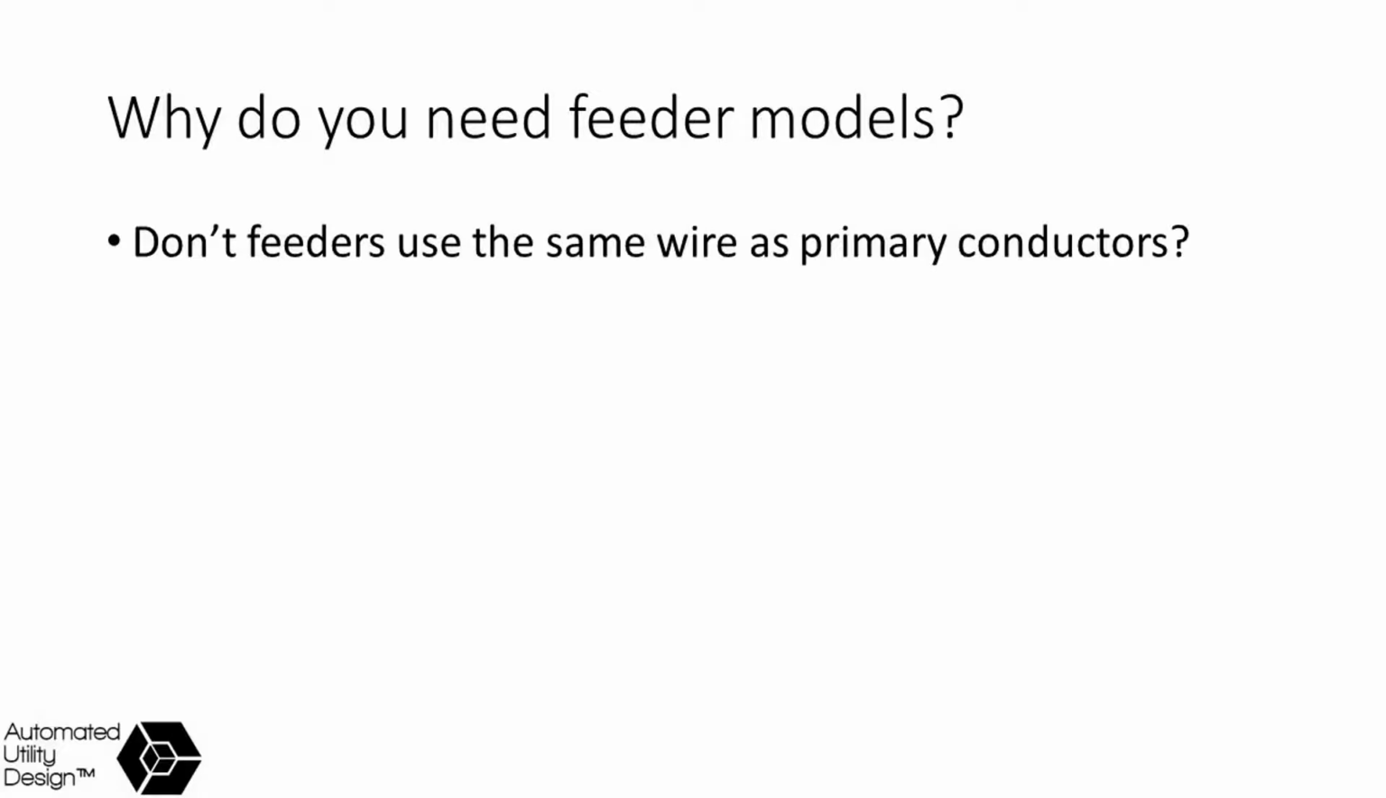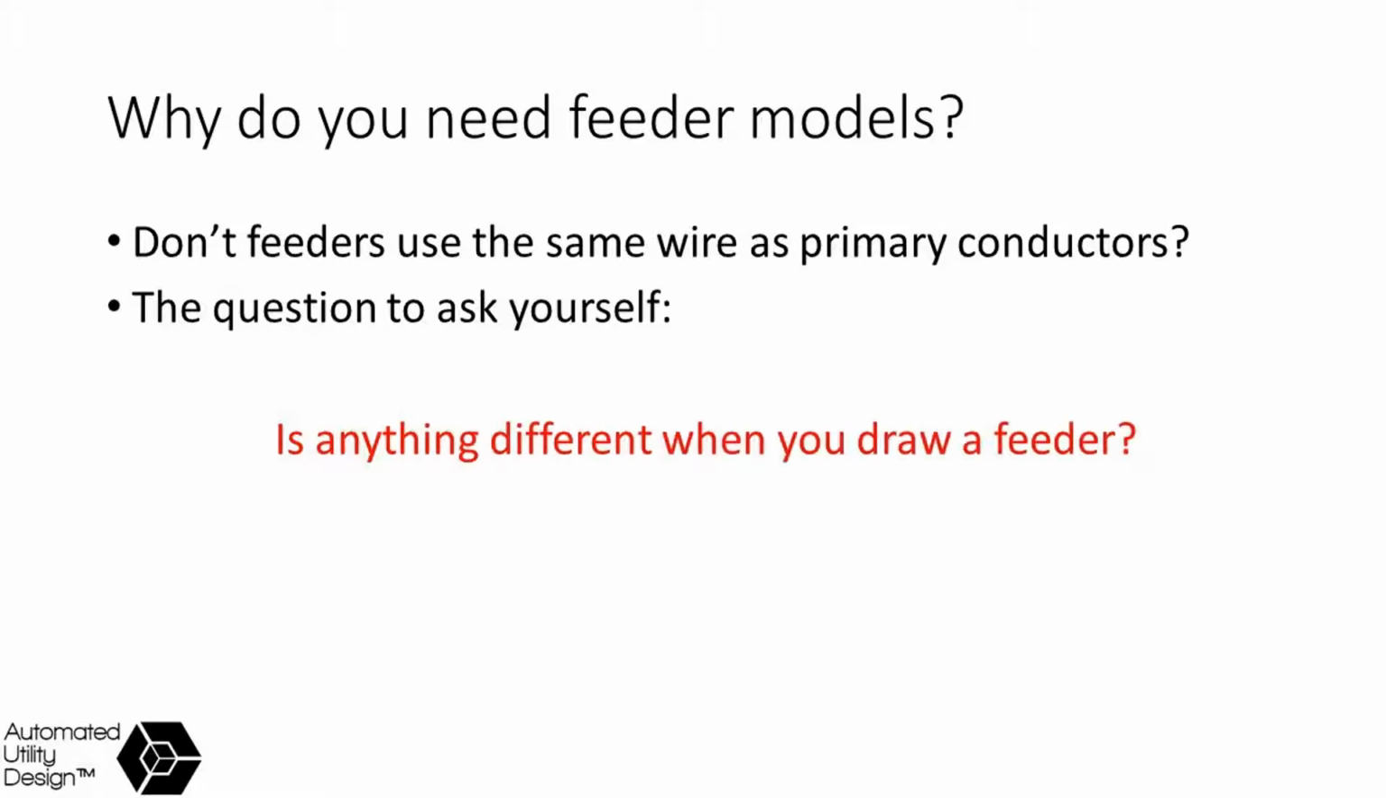Don't feeders use the same wires as primary conductors? Indeed, for many utilities, the same exact conductors are used for primary circuits and for feeders. Why can't you just use these primary conductor models in AUD? My question for clients is always the same. What in your AUD implementation will be different if a designer specifies a feeder as compared with specifying a primary conductor?